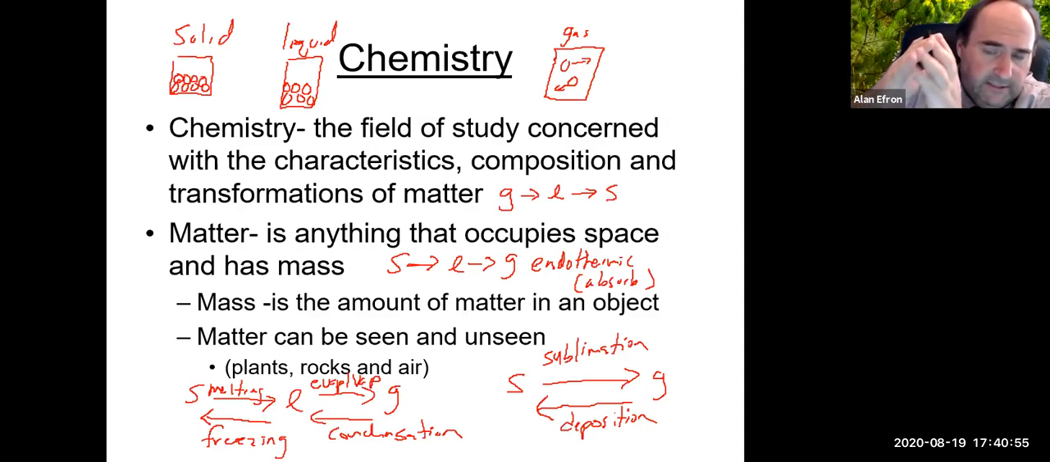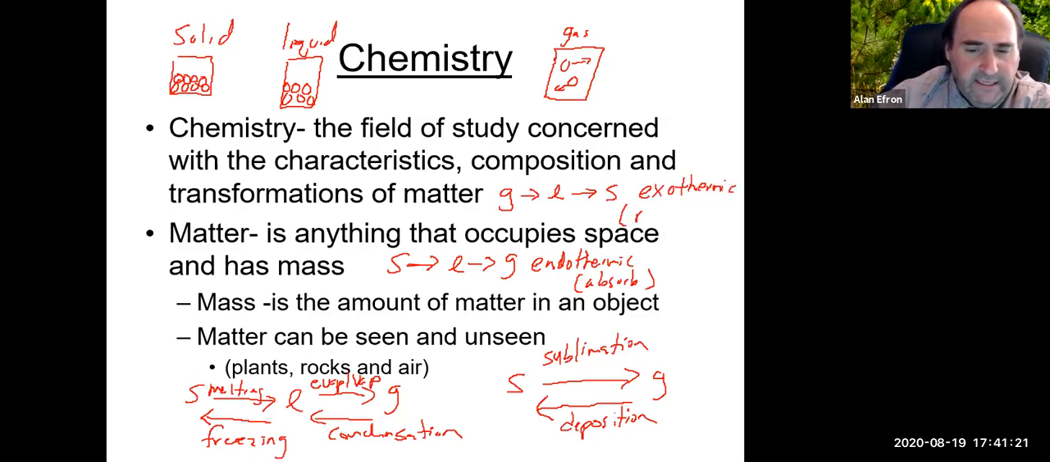So when they come to each other, they're no longer going to have enough energy to escape each other. They're going to stick and go into the liquid phase. And if you continue to take energy out, they will no longer have enough energy to pass each other in the liquid phase and will go into the solid state. That process where we release energy is known as exothermic. So exothermic processes release energy. Going from solid to liquid to gas is an endothermic process, heat has to be absorbed. Going the opposite way, we need to release it.